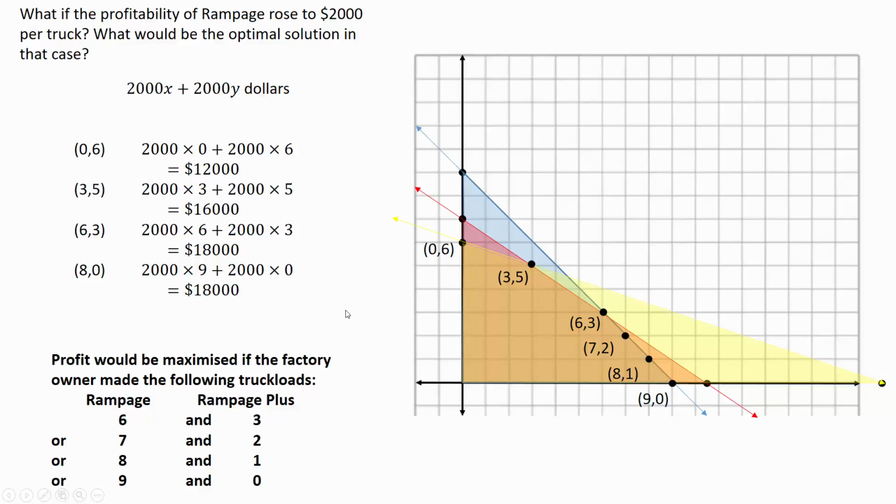Profit would be maximised if the factory owner made the following truckloads. And I've just put it in sort of a table here, just something that makes it clear to the person who's reading your answer that you understand what the question means and what's happening here. So I've just listed those points there really as 6 trucks of Rampage, 3 trucks of Rampage Plus, and so on.